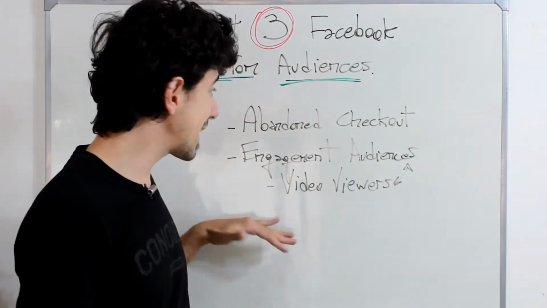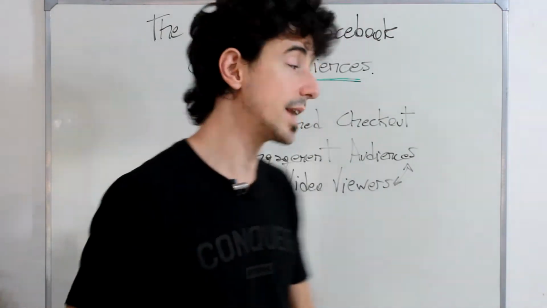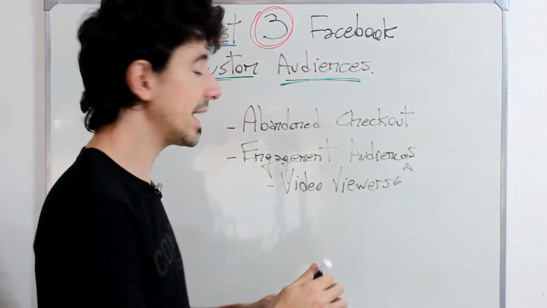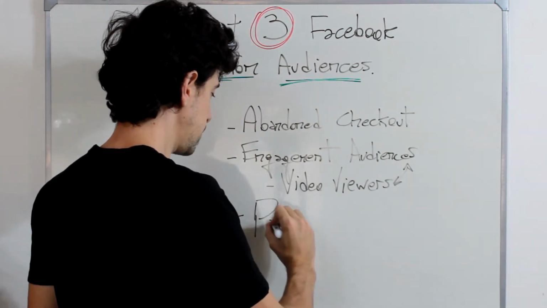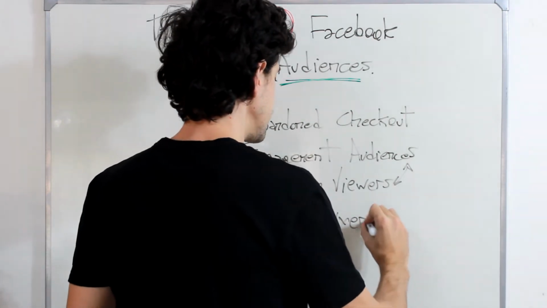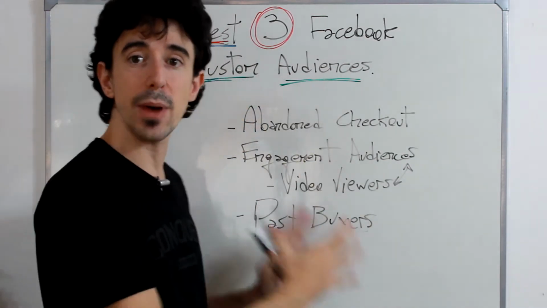So again, this is the second option when it comes to custom audiences. Now, the third custom audience that I really like to create would be a lookalike audience, but based on past buyers. Okay, so this is also really important, the past buyers list.